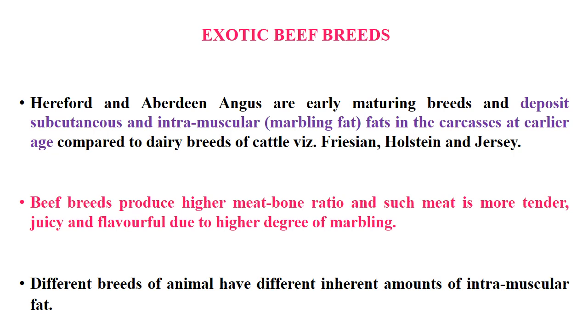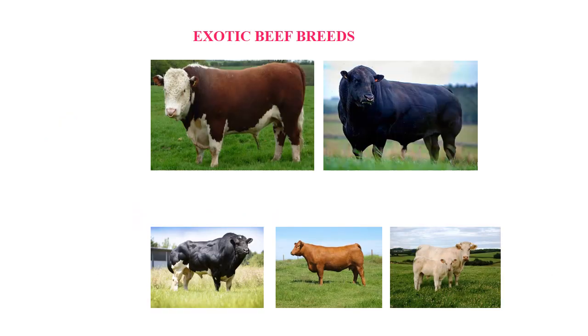So different breeds of animal have different inherent amounts of intramuscular fat, that is the marbling. So marbling varies between the breeds and that makes a difference in the meat quality. Here we can see the photographs of different exotic or European beef breeds which I have discussed already, and some are developed specially for meat with a special kind of breeding policy, like bottom left, sometimes called double muscling or Doppelender. So these are specific beef breeds of exotic origin, mostly European.